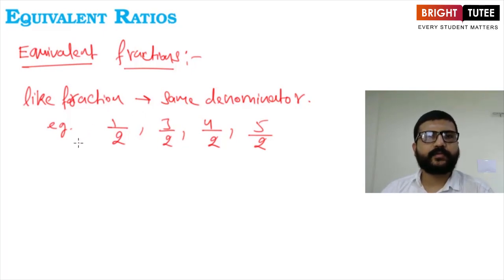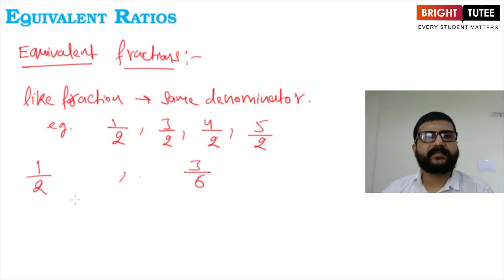So what we actually do for checking whether fractions are equivalent or not is we write them as like fractions and then compare whether they are equal or not. If they are equal, then they are equivalent fractions. If they are not, they are not equivalent fractions. So let's take an example: 1/2 and the second fraction 3/6.